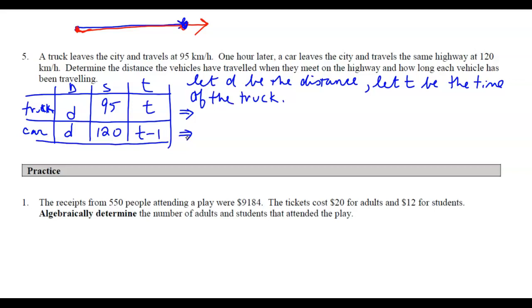Okay, so really this is nice because there's only one term here. So I would use substitution. They're both solved for D, so I'd probably put 95t into D in the second equation. Expand the brackets, solve for t. Okay, but I'm not going to go through that. You're going to do that on your own. Okay.